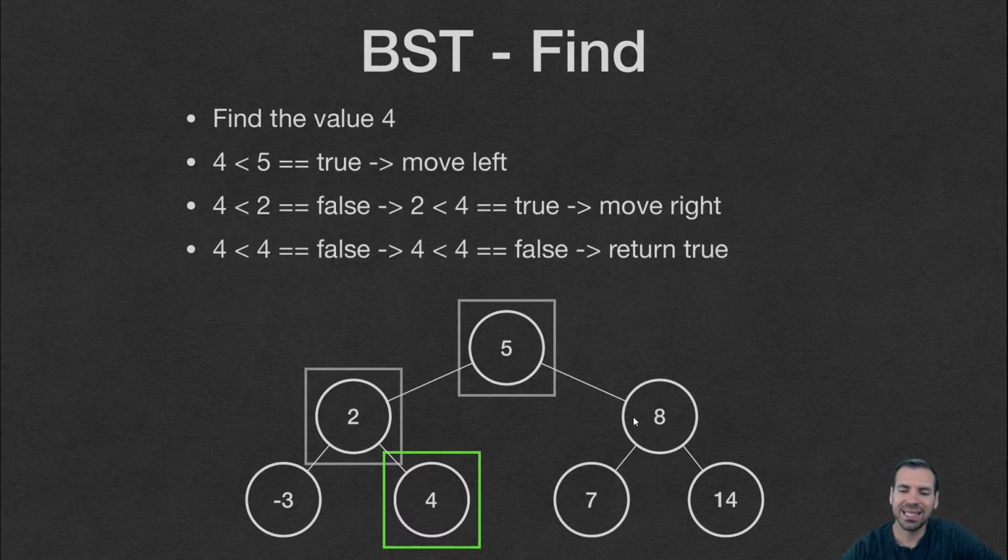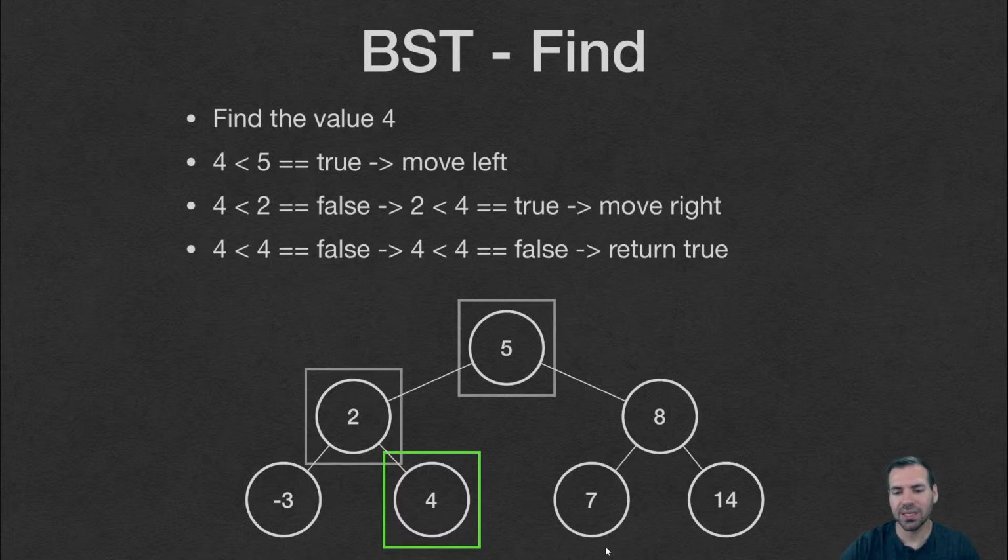So we go to the right. Is 6 less than 8? That's true, so we know we have to go to the left. Is 6 less than 7? That's true, so we know we have to go to the left. But when we look left, we find null, so we know that we cannot find 6. Because if 6 were in this tree, it would be right here. There's nothing there. 6 is not in this tree. Return false all the way up the recursion.